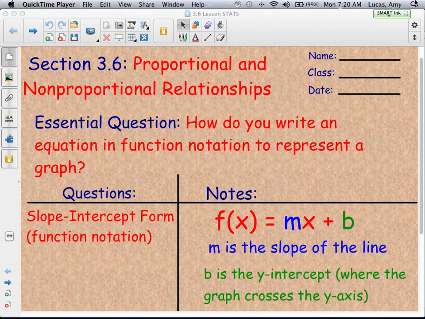Lesson 3.6, Proportional and Non-Proportional Relationships. Our essential question is, how do you write an equation in function notation to represent a graph?